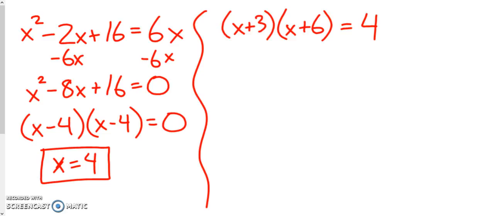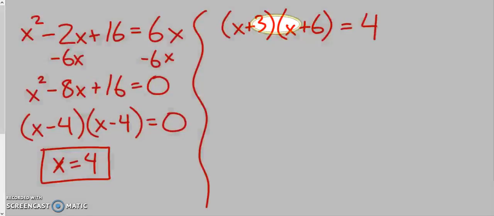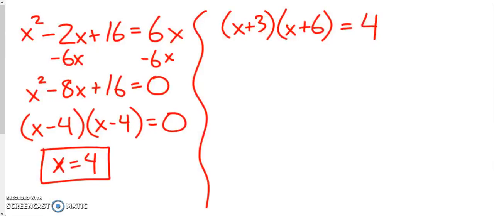Do you notice an issue with this one? If you said it's not equal to 0, you're right. I can't just say what number plus 3 equals 4, because 1 plus 3 is 4, but then 1 plus 6 is 7, and 4 times 7 is 28. That's not equal to 4. The only way that works is if it's equal to 0. So we can go ahead and multiply this out, then move the 4, and then refactor.